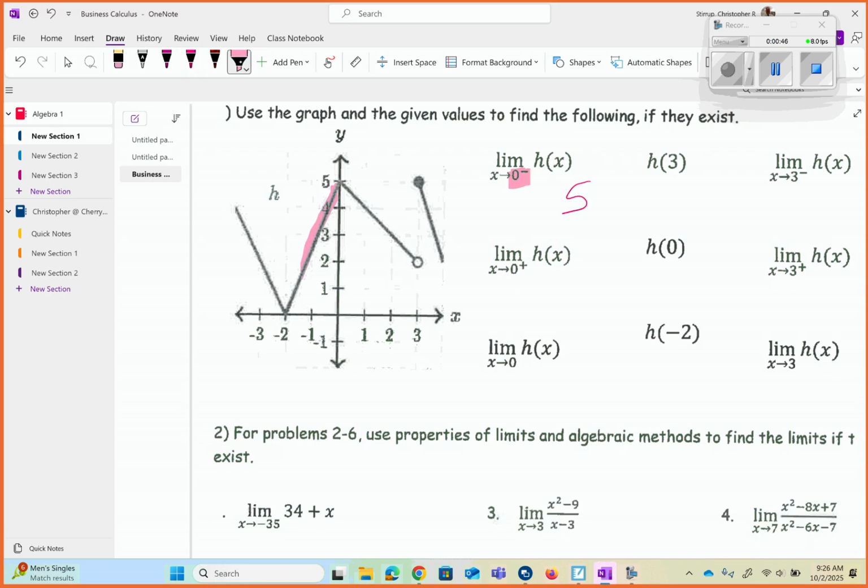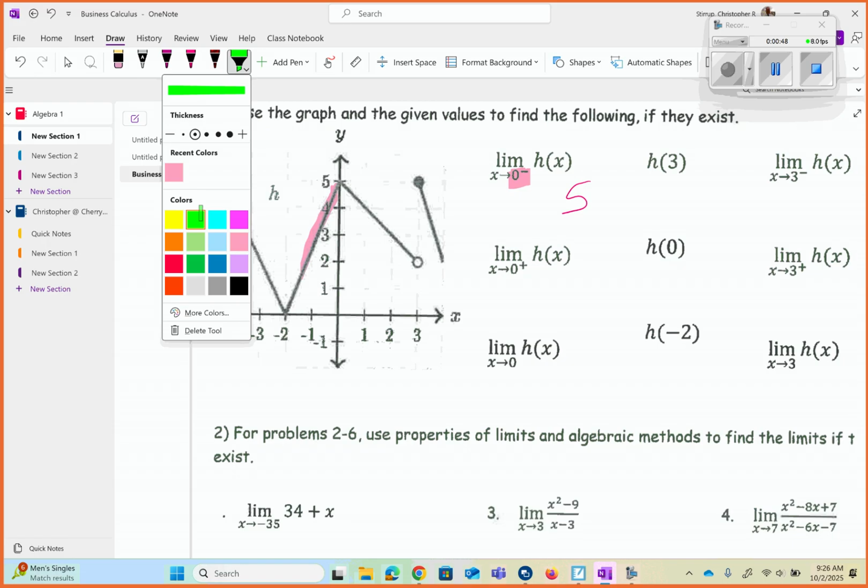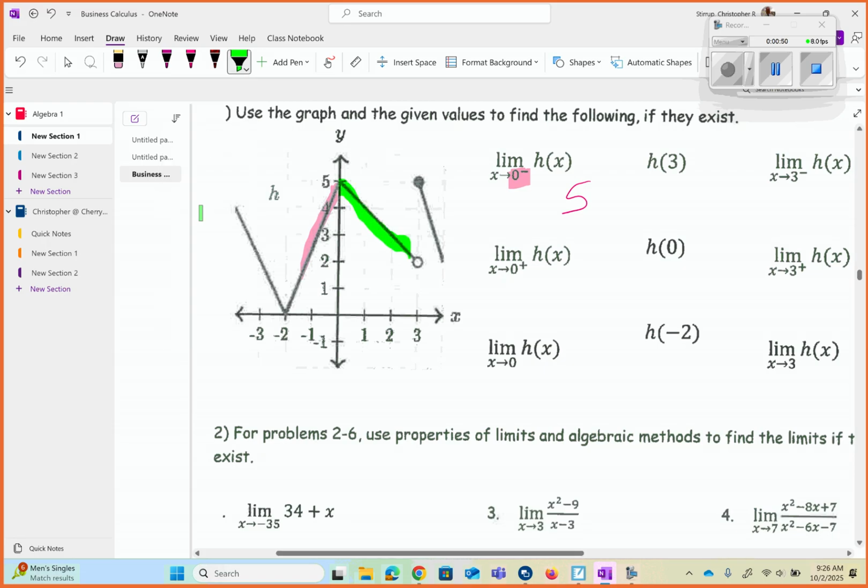And if I do this one coming this way, for that, what does that y value get to? 5. So friends, do the pink, I think it's pink, and the green, do they get to the exact same location? Do they both get to 5? So the limit exists at 5. If they went to 2 different places, if I came from the left and the right, then that might not be as good for us.